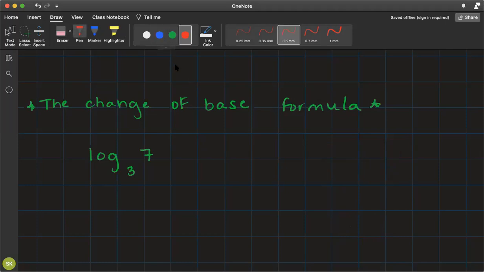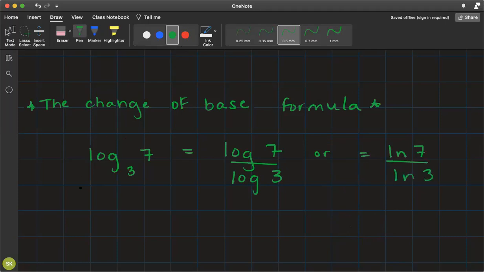Well, we're going to use the change of base formula, which says that this is equal to log base 10 of 7 over log base 10 of 3, or this is equal to ln of 7 over ln of 3. So when you have some strange log that you need to solve, and you don't have a key in your calculator, you just choose either the log or the ln and press it in your calculator. So you say log of this one over log of that one.